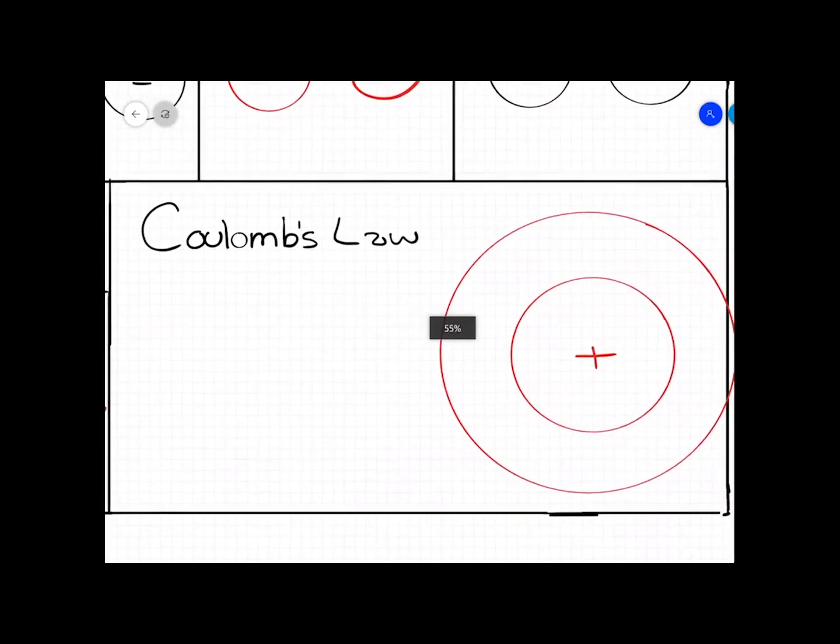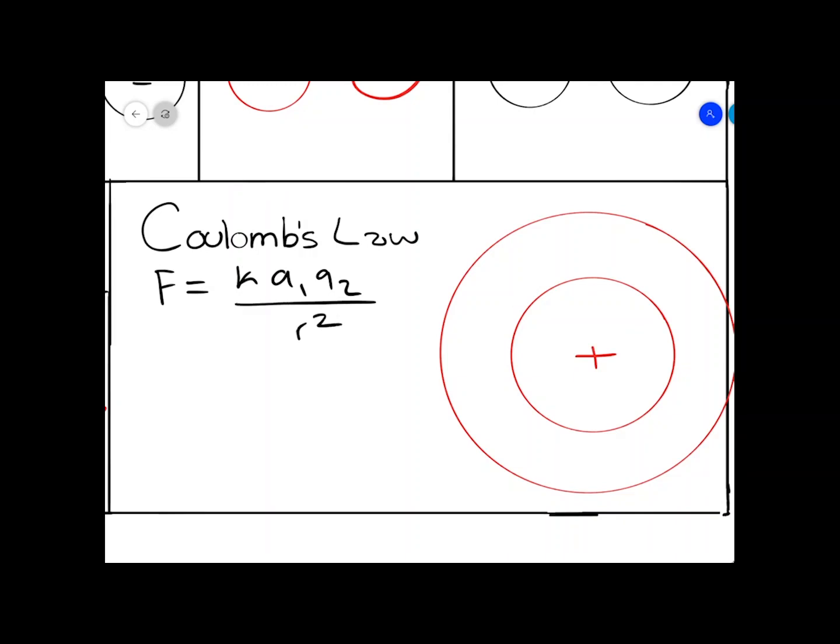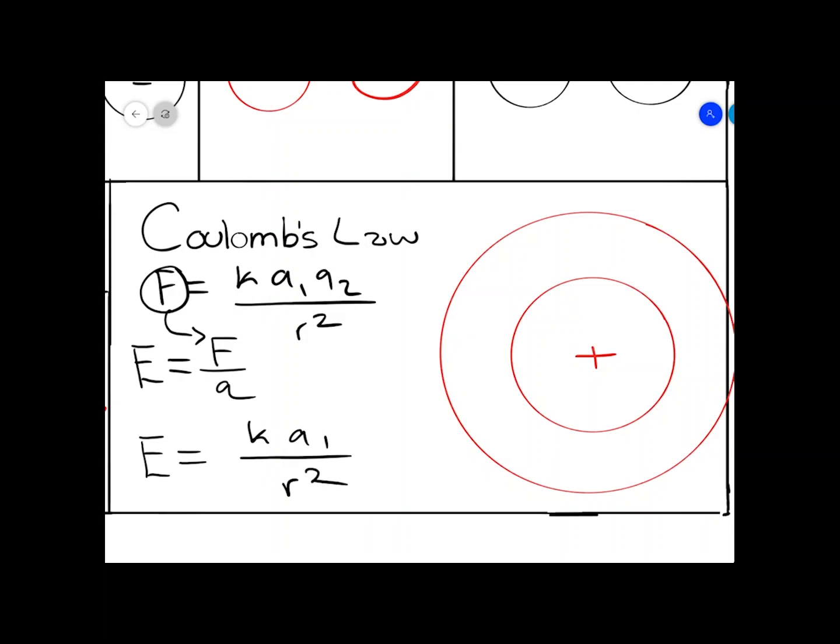Now, in order to determine the strength of the electric field, we can use Coulomb's law, where the force of the electric field is equal to K Q1 Q2, which is the magnitude of the test charge, over R squared. Now, using the equation we just learned, E is equal to the force of the system divided by the magnitude of the test charge, we can sub in F to the value F in the second equation and get that the strength of the electric field is equal to K Q1 over R squared. And this is how we determine the strength of an electric field.